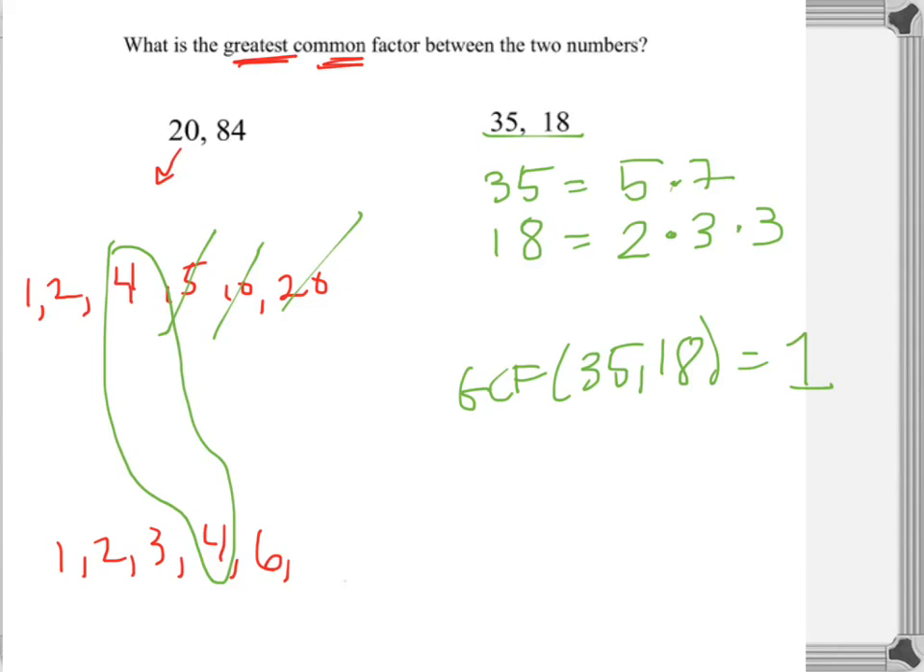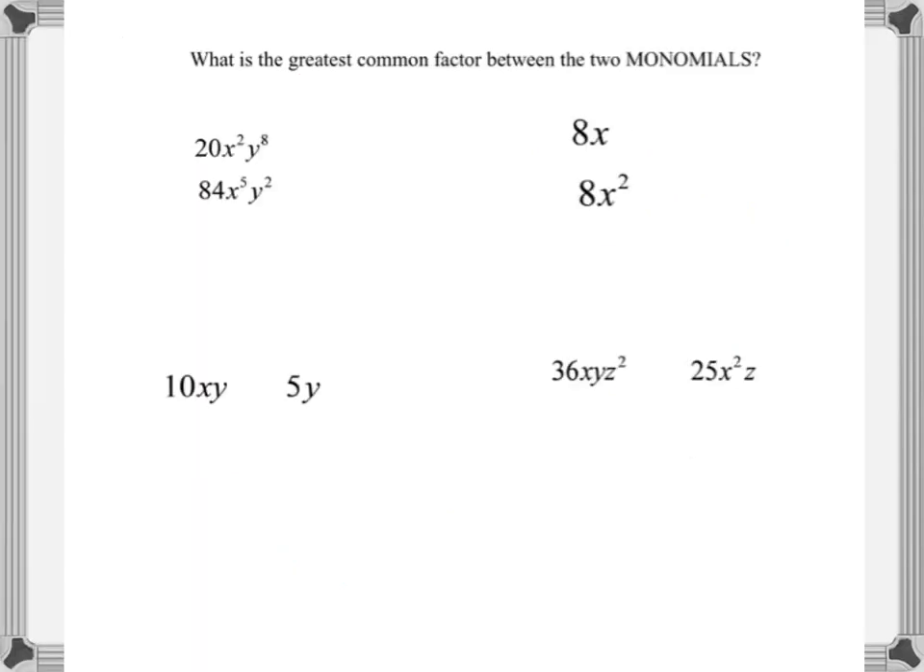These are called relatively prime. So we would say that 35 and 18 are relatively prime to each other because their GCF is 1.